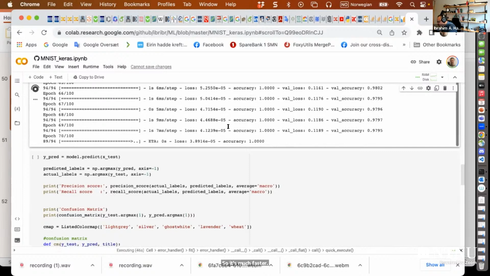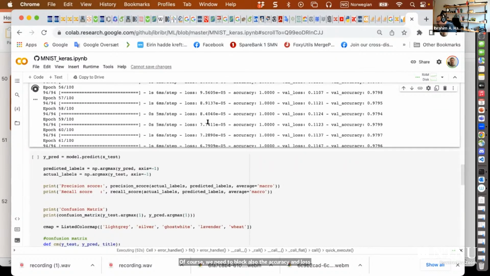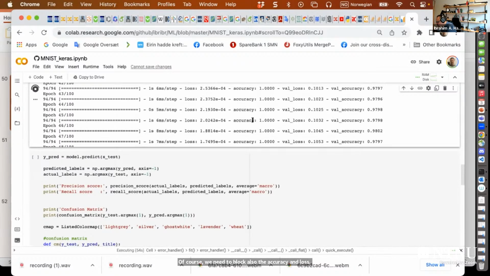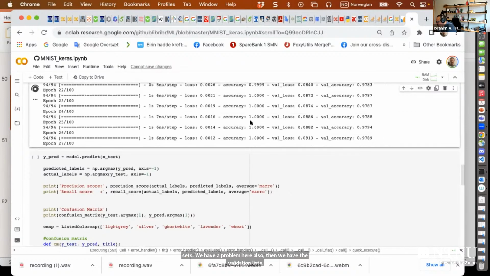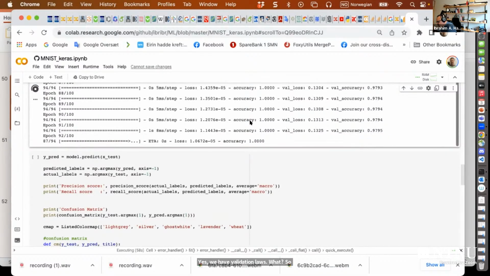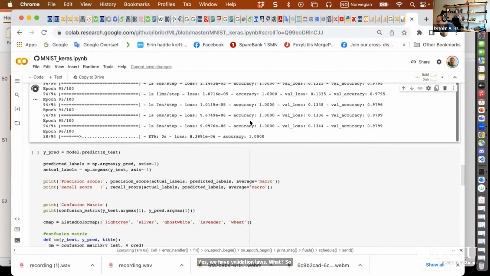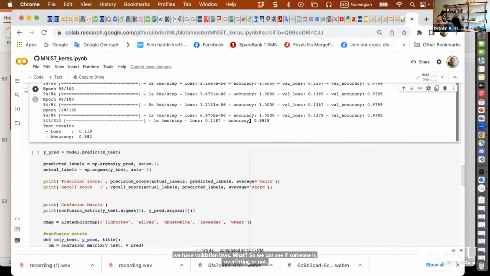Of course, we need to plot also the accuracy and loss for each epoch. Validation set, we have a problem here also. Yes, we have validation loss. Good. So we can see if the model is overfitting or not. Okay, so the loss equal, accuracy equal. So the accuracy equal 98%.